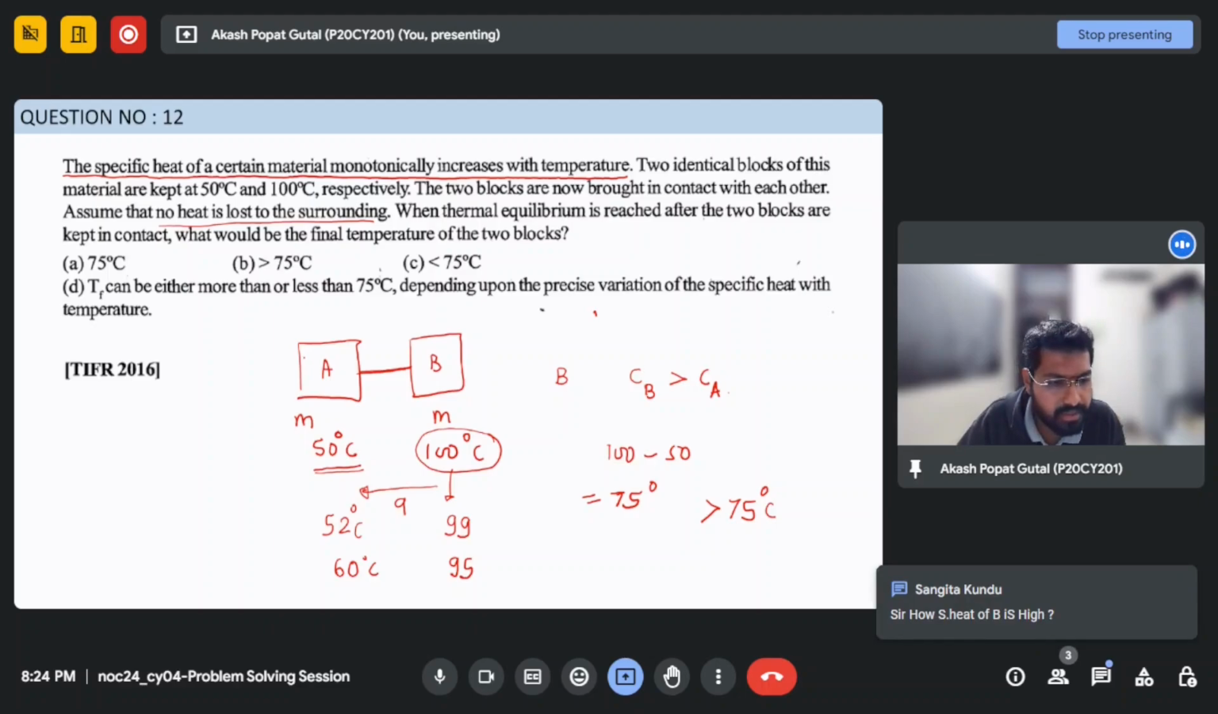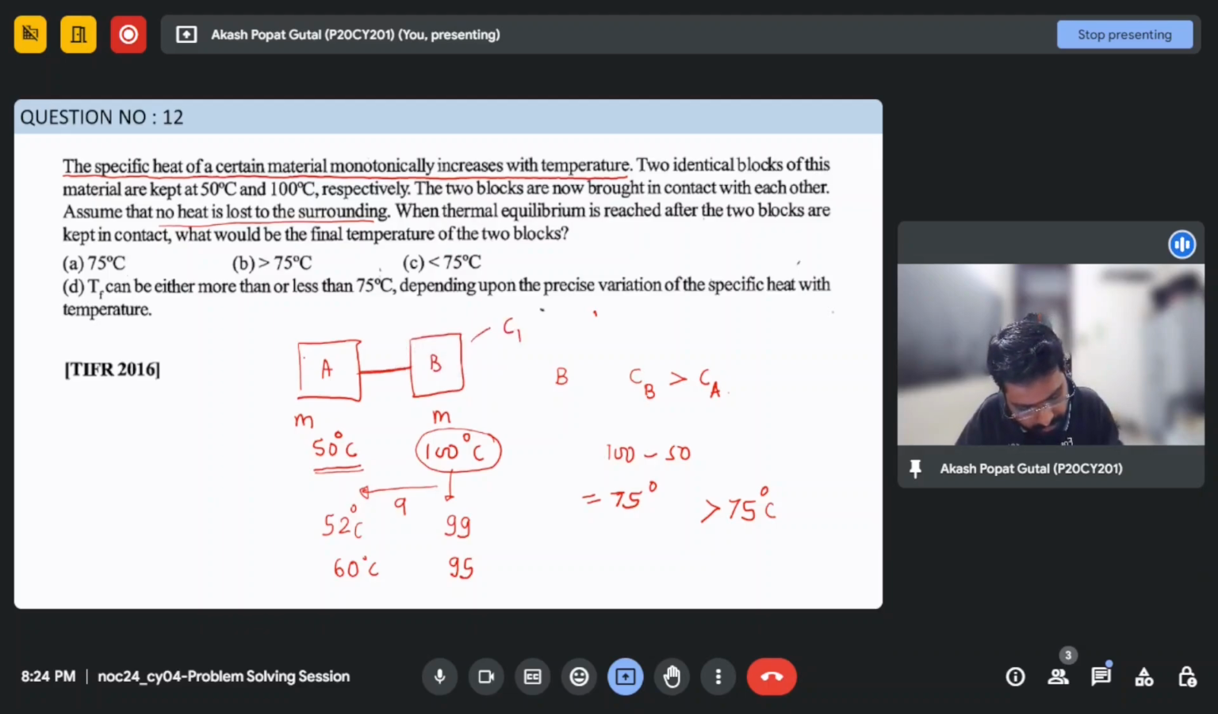So how is the specific heat of B high? Okay, fine. You are asking how the specific heat of B is higher than A. You are asking about this. Yes.